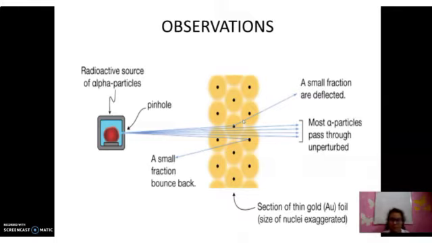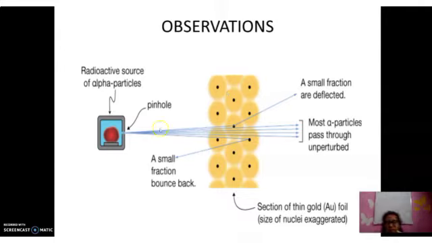So these are his observations. Their radioactive source you can see. From there a pinhole is there. From there our beam of alpha particles is passing through this gold foil. So we know any substance we take, gold too, is all made up of atoms. So this is the arrangement of atoms in a gold foil.